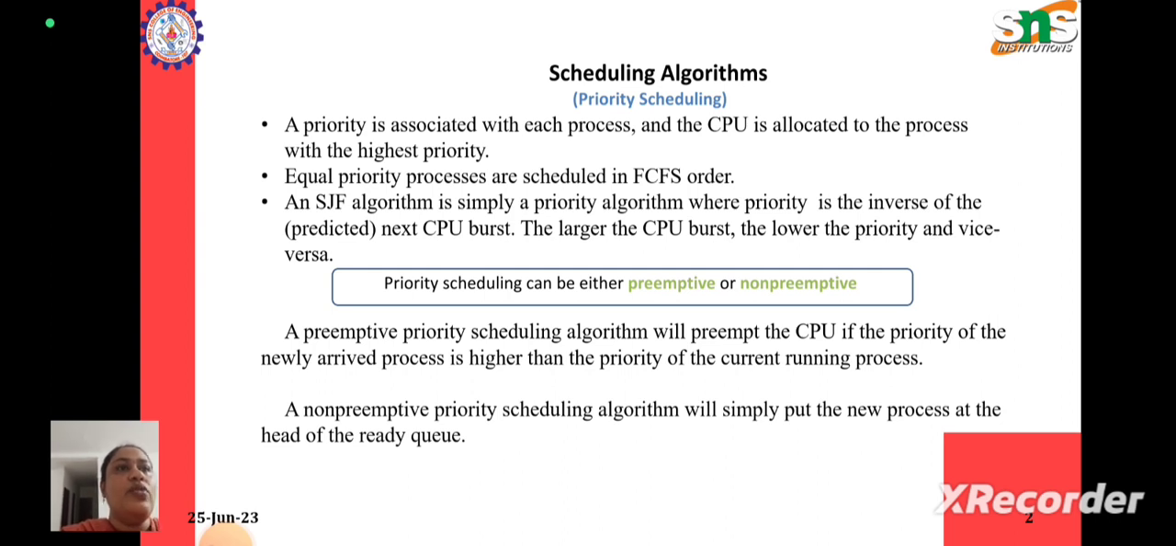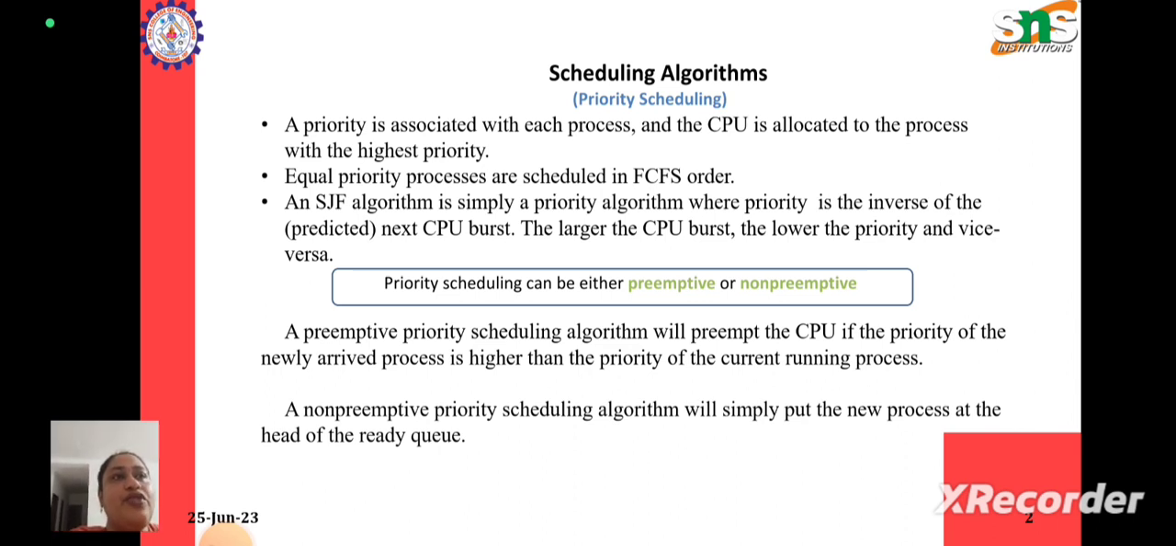In priority scheduling, a priority is associated with each process and the CPU is allocated to the process with the highest priority. From the name itself we can understand that each process has a particular priority, and the scheduling takes place based on that priority. The process with the highest priority will be given the CPU first, then the process with the next priority, and so on.